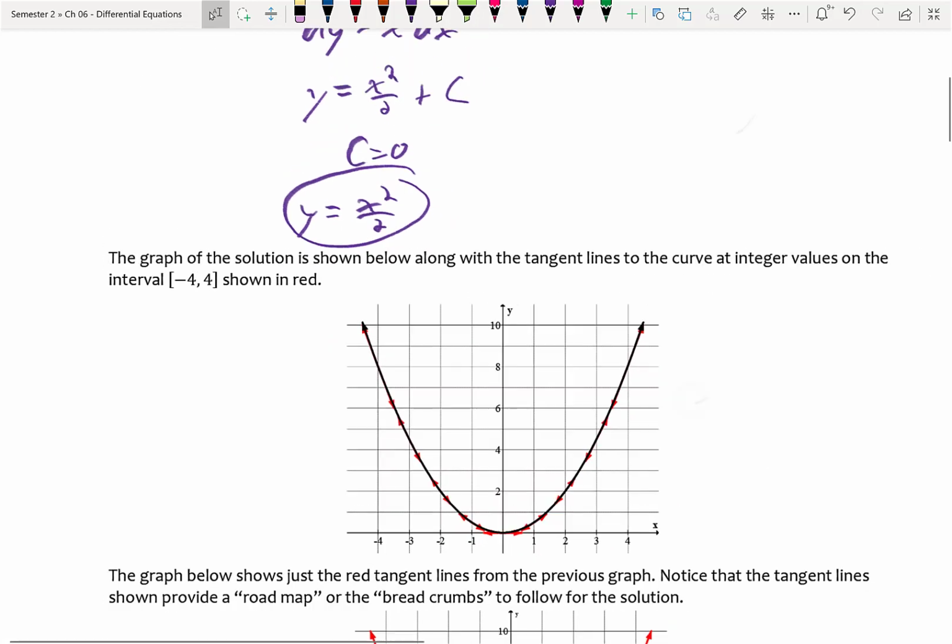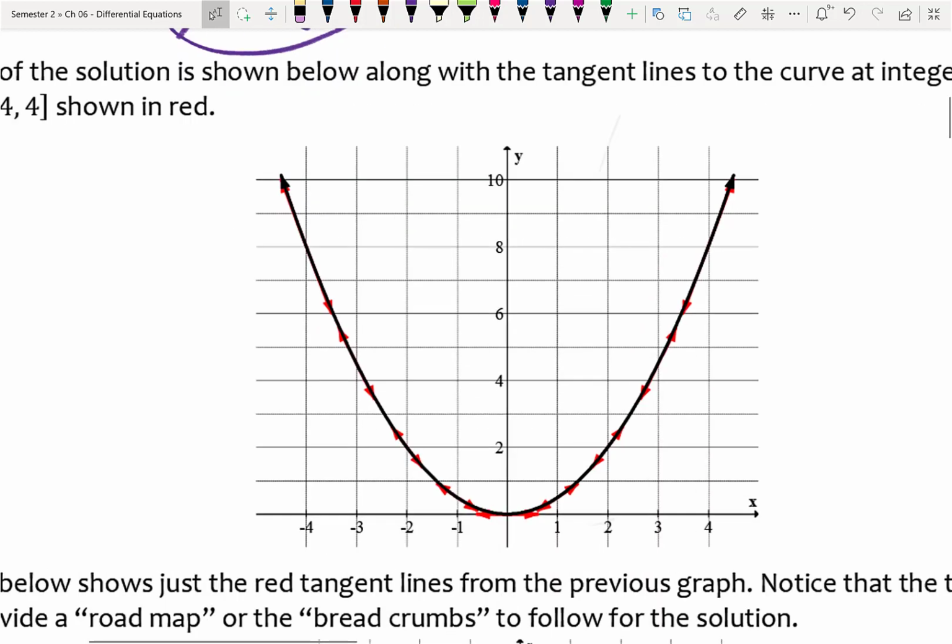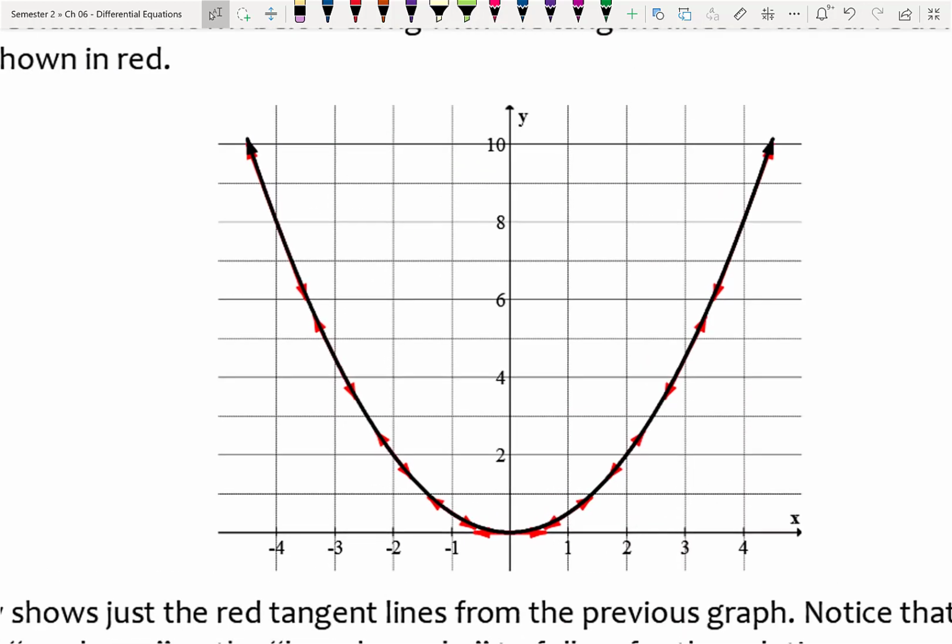But, okay, back to this. This is a graph of the solution, shown along with the tangent lines to the curves at integer values from x equals negative 4 to x equals 4. Basically, on my very colored version, you're seeing the instantaneous rates of change.